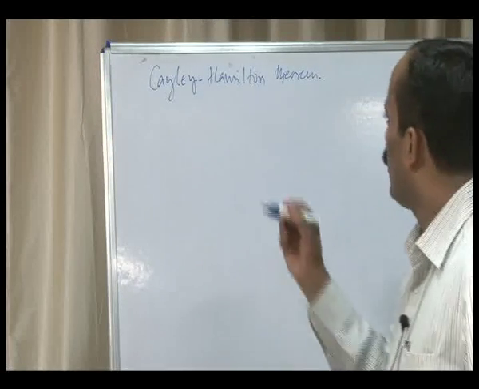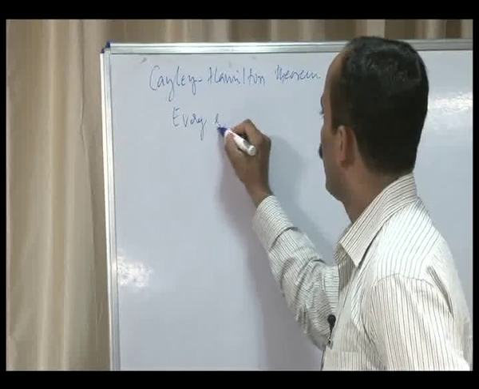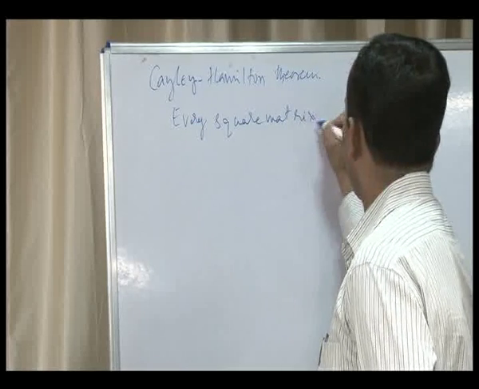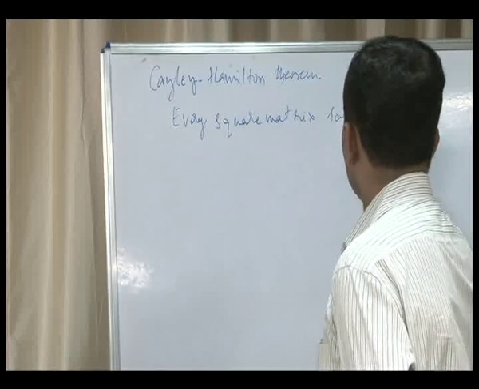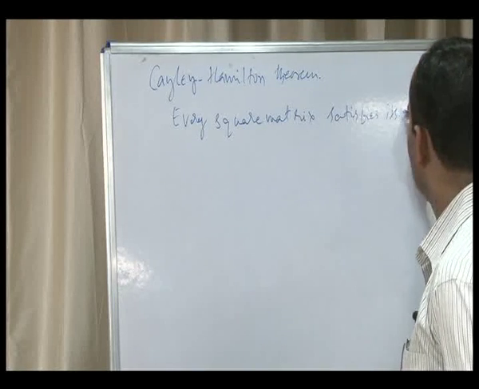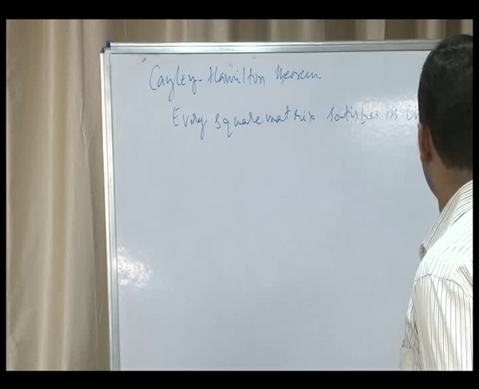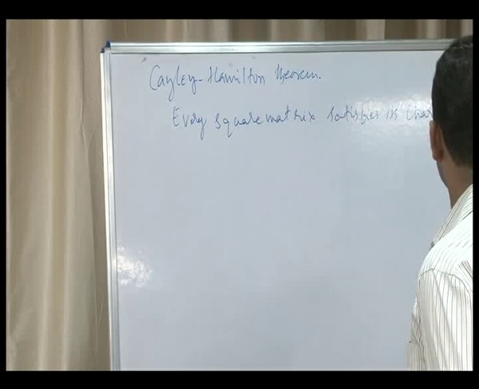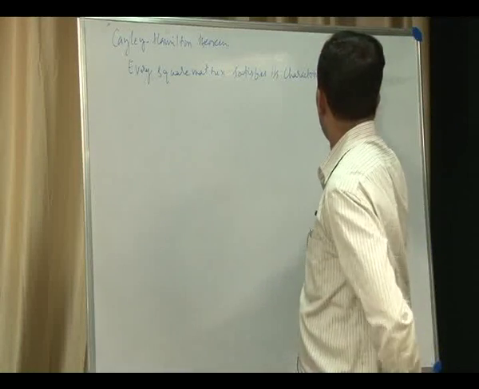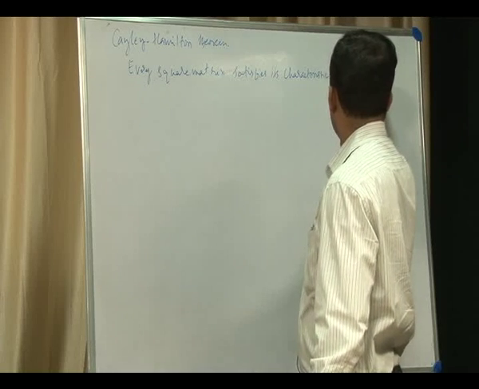Every square matrix satisfies its characteristic equation. Every square matrix satisfies its characteristic equation.